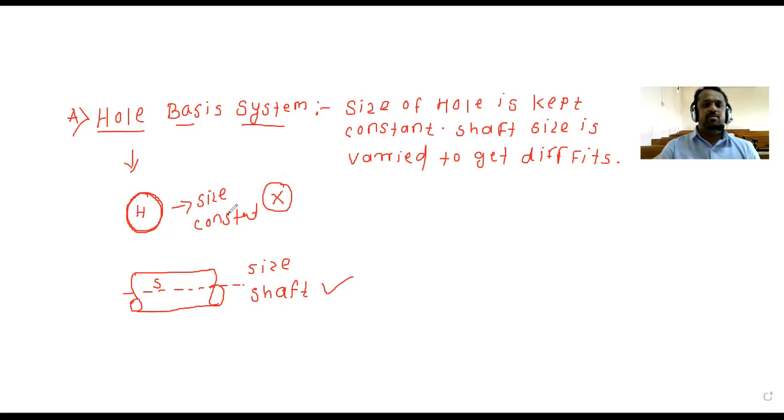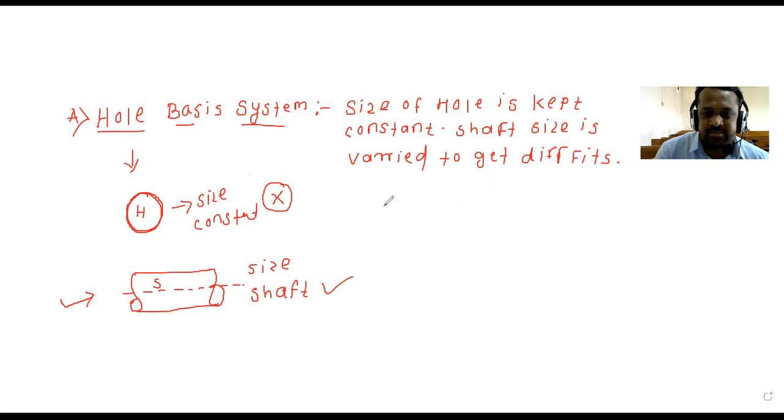म्हणजे काय करायचं आपल्याला होल बेसिस सिस्टम मध्ये जी काय आपला होल असणार आहे त्याची साईज आपल्याला फिक्स ठेवायची, कॉन्स्टंट ठेवायची, हलवायची नाही, चेंज करायची नाही. पण आपल्याला जे काही वेगवेगळे फिट्स आहेत, we are having the different types of fits: clearance fit, interference fit and transition fit. To achieve that fit, we have to change the size of shaft only.